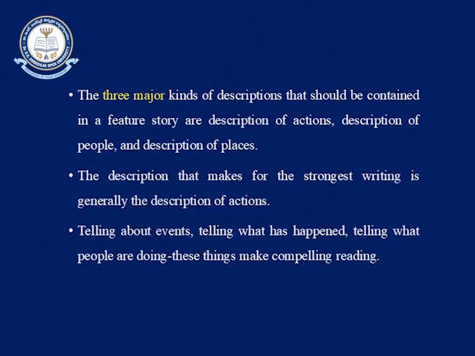Here are the three major kinds of descriptions that should be contained in a feature story. The first one is description of actions, number 2 is description of people, number 3 is description of places. The description that makes for the strongest writing is generally the description of actions: telling about events, telling what has happened, telling what people are doing. These things make compelling reading.